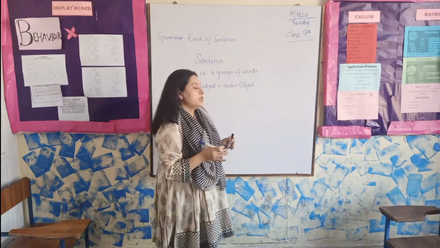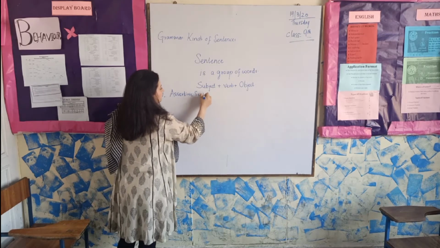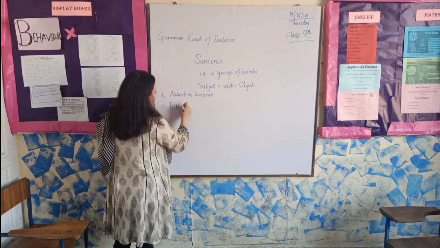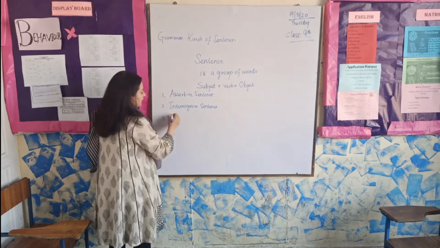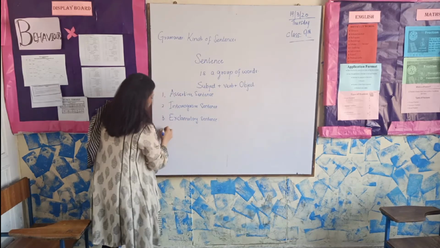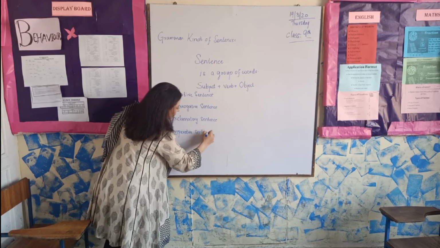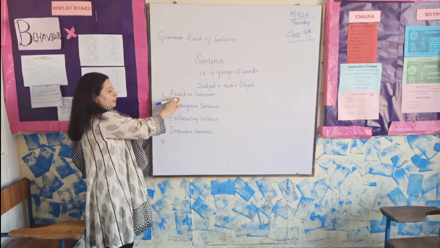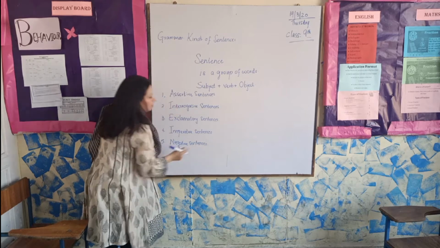Now, sentence has been subdivided into 5 groups, namely assertive sentence, second is interrogative sentence, then we have exclamatory sentence, then we have the imperative sentence. The fifth one, which is not always used but is in probability with assertive sentence, is a negative sentence. Now, let's break it up.